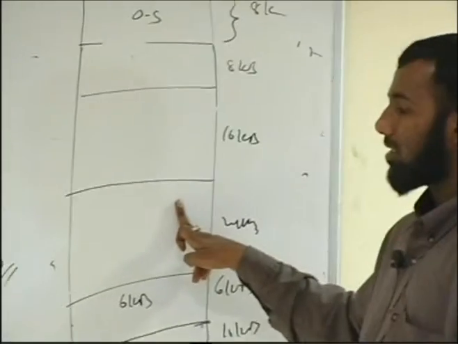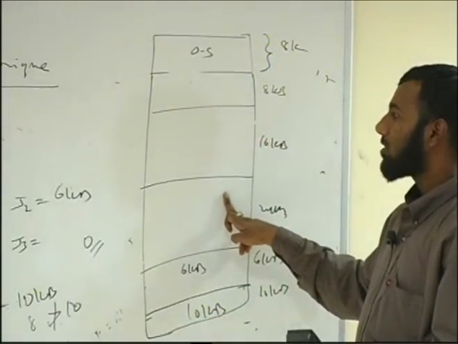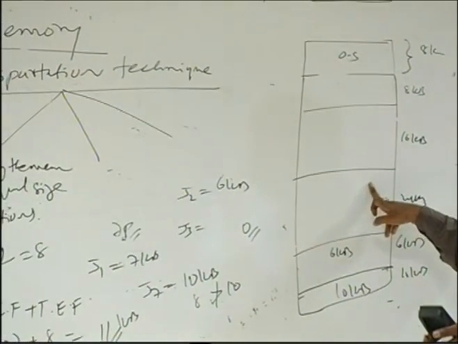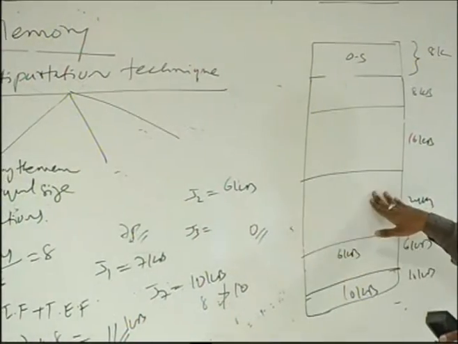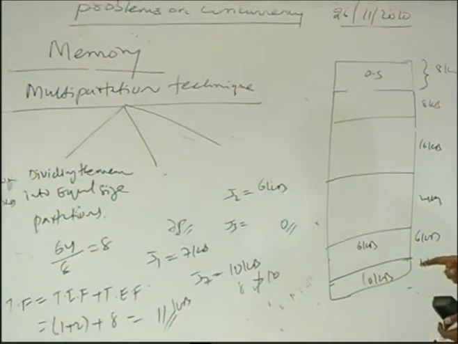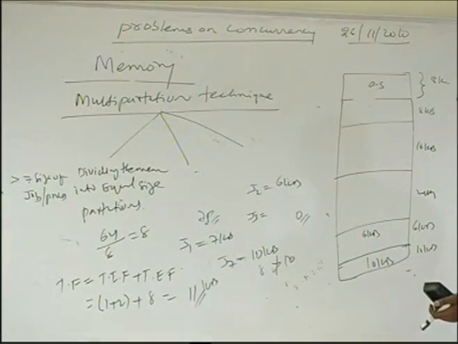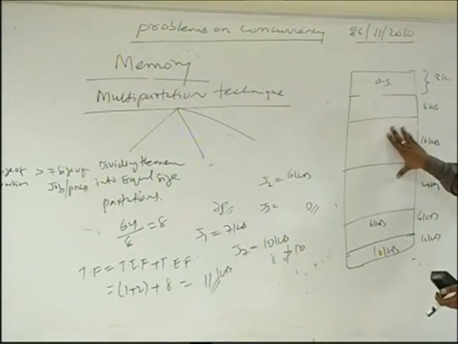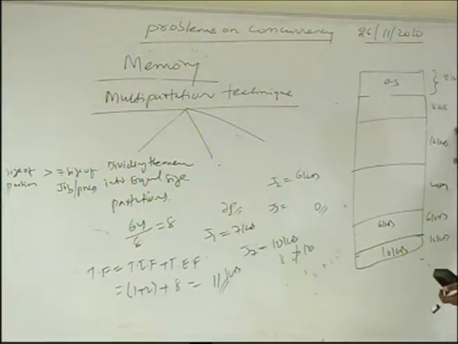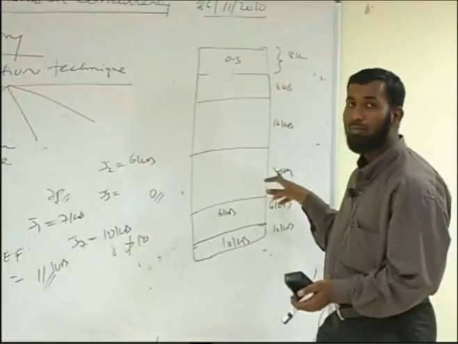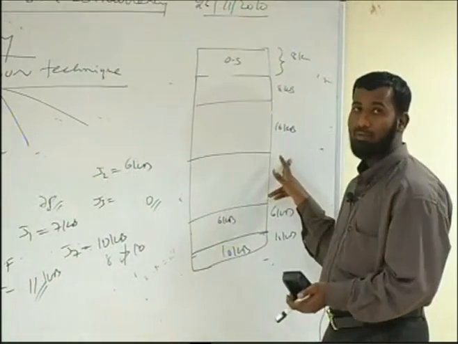But still there is a problem with this approach. You may have internal and external fragmentation here, which is one case. And the main problem is, what happens if the size of the maximum partition is 24 kilobytes, and the job size is 25 kilobytes? Again it will not be accommodated. This is also one of the problems with this scheme.